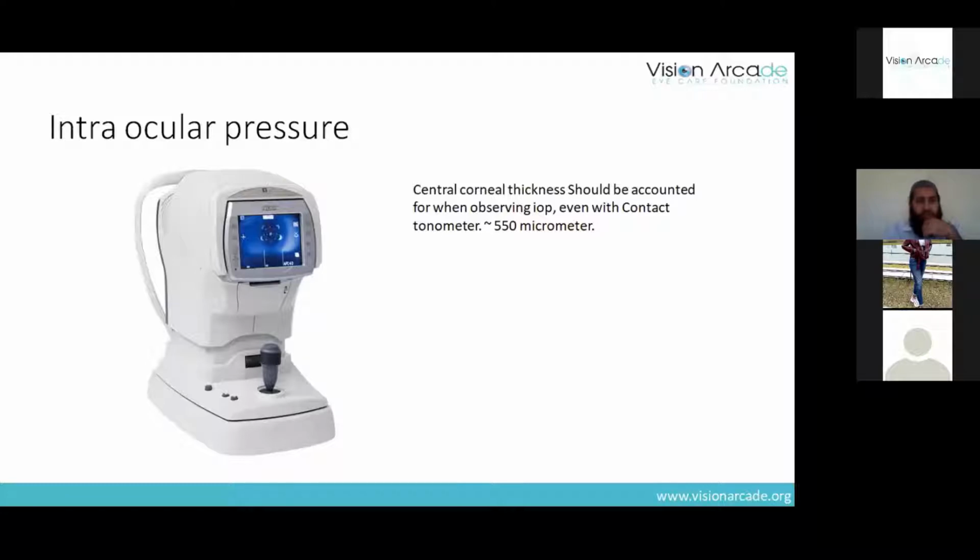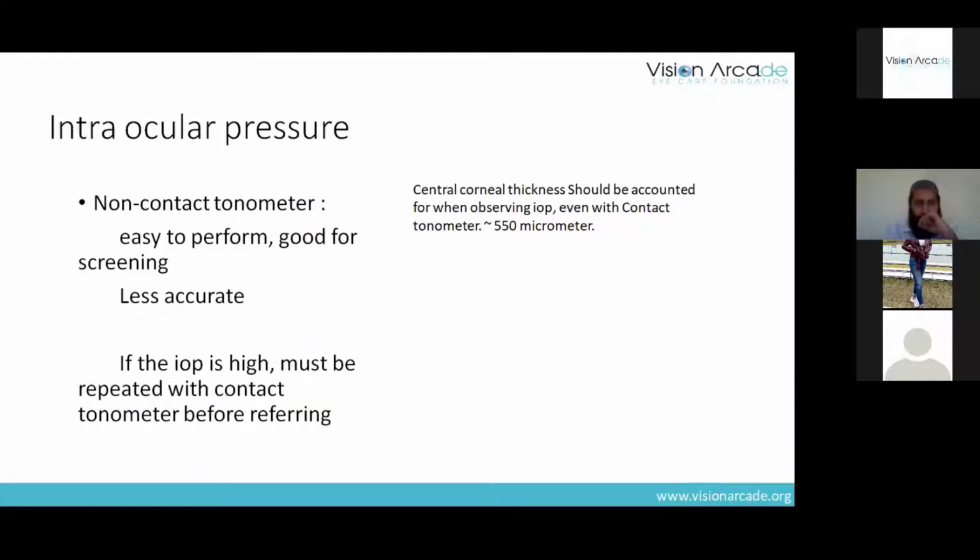Intraocular pressure, Ankit's favorite machine, as he was mentioning. This is a new intraocular machine, which is a non-contact tonometer, of course. And this one has the advantage that it gives you the pachymetry result along with it. So that's quite handy. It's easy to perform, good for screening purposes.